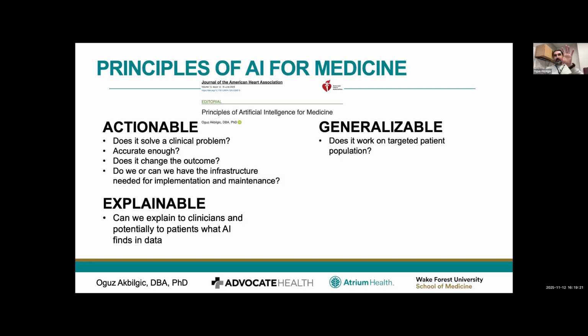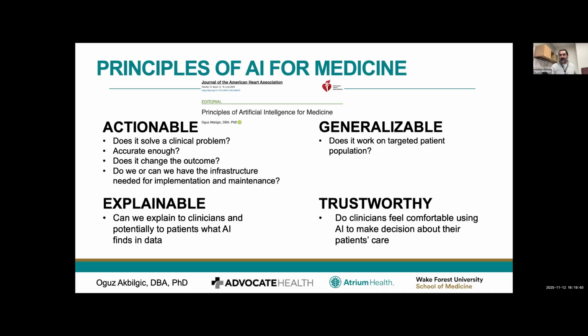By the way, I am not saying the first two are mandatory. Explainability: there may be reasons that AI is solving a very important clinical problem, but we are not able to explain because of its complex nature. There may be situations where that is fine, but the first two we really need to have. And also trustworthiness. Do clinicians feel comfortable using this AI to make decisions about their patients? And all the other three, actionability and generalizability, may help boil down to trustworthiness.